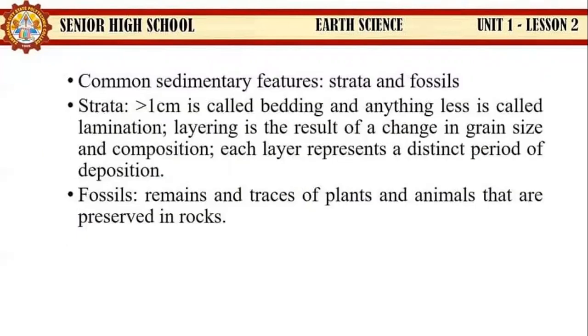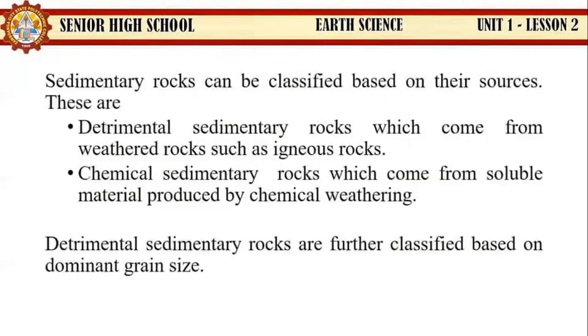Common sedimentary features are strata and fossils. For strata, a layer more than 1 centimeter thick is called bedding, and anything less is called lamination. Layering is the result of a change in grain size and composition, and each layer represents a distinct period of deposition. Fossils, on the other hand, pertain to the remains and traces of plants and animals that are preserved in rocks. Sedimentary rocks can be classified based on their sources.